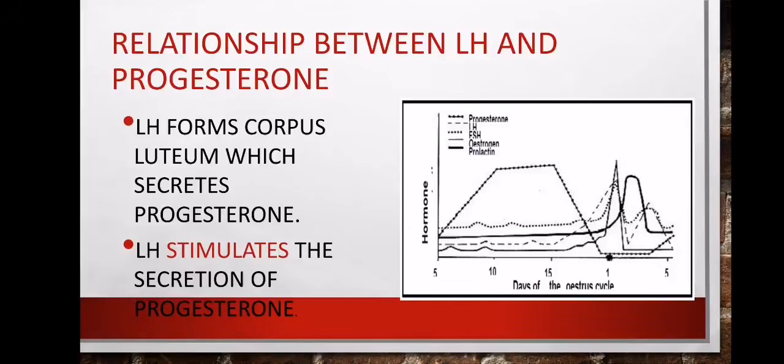And the corpus luteum is secreting what? Progesterone. So for progesterone to be there, there must be a corpus luteum. For the corpus luteum to be there, there must be LH, luteinizing hormone. So what is the relationship between the two hormones? If LH is increasing, it will also cause progesterone to do what? To increase. So we can then conclude here, my people.